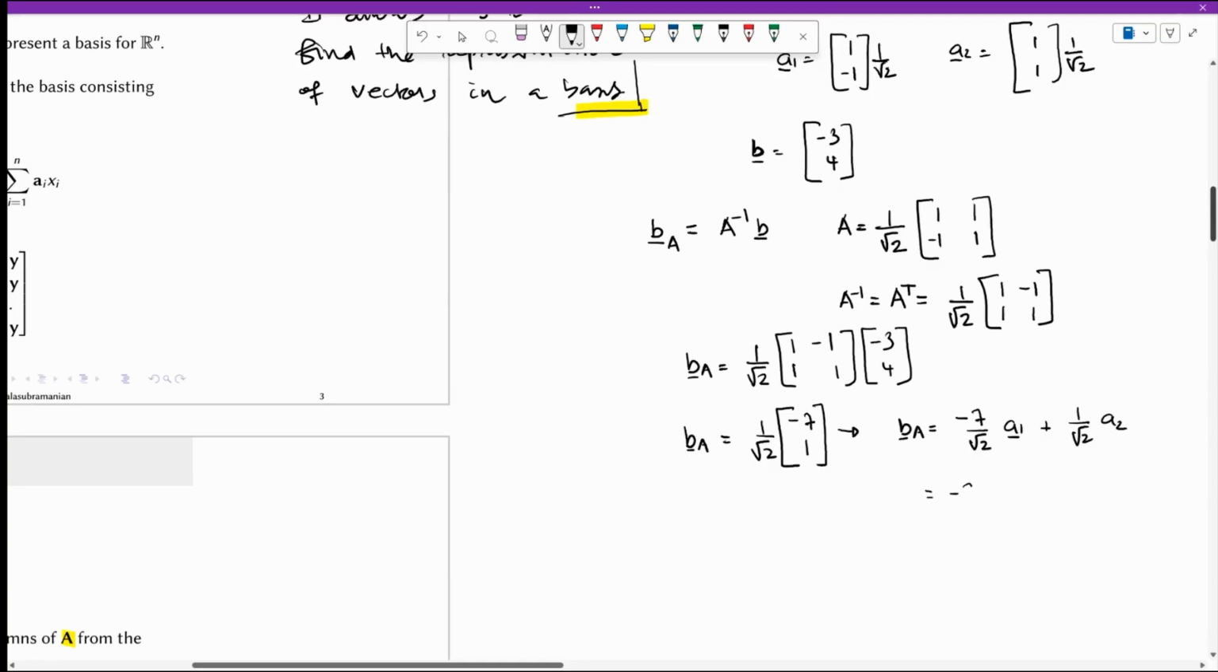A1 is minus 7 by root 2 times 1, minus 1, into 1 by root 2. A1 has a 1 by root 2, right? Plus 1 by root 2 multiplied by 1 by root 2, 1, 1, means I get minus 7 by 2, 1, minus 1, plus 1 by 2, 1, 1.